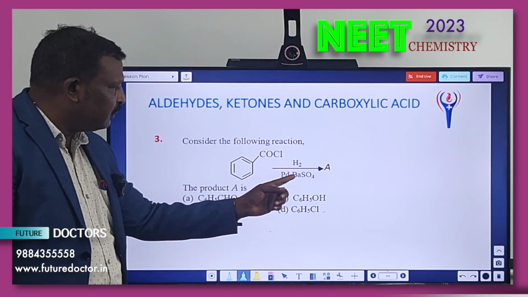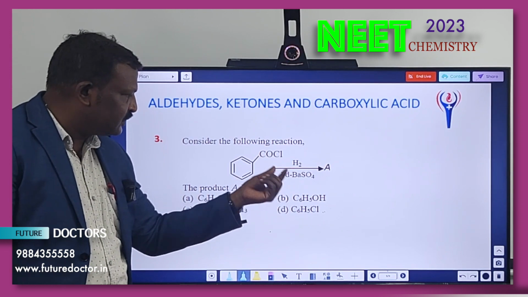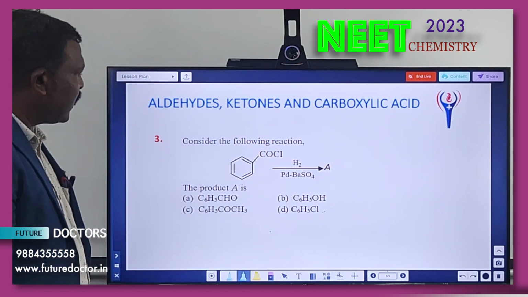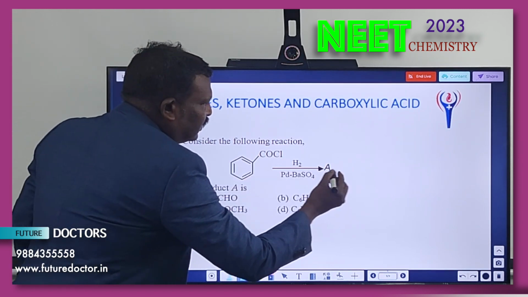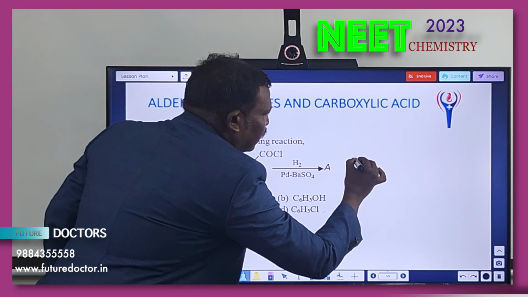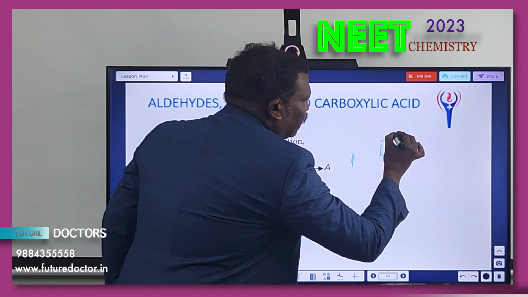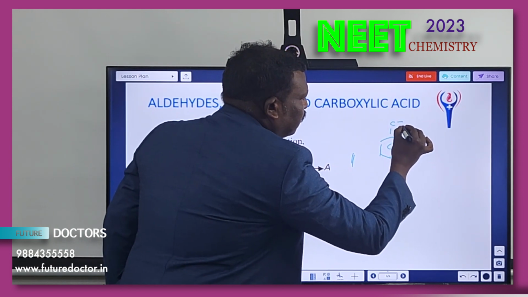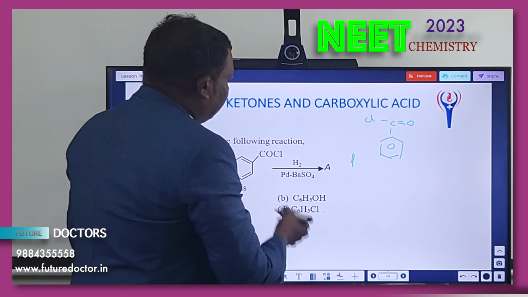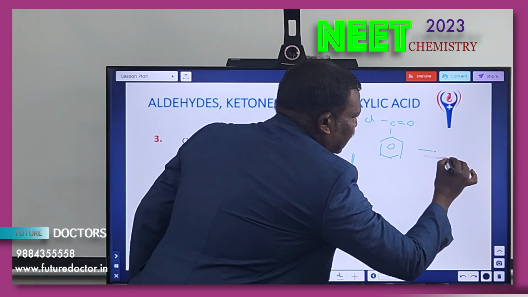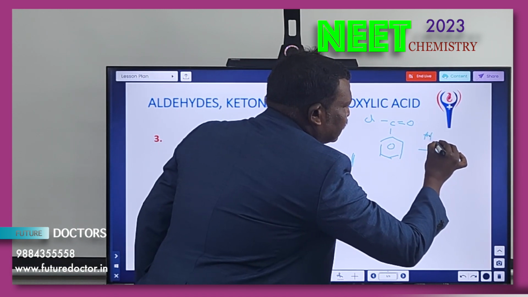When you see palladium and barium sulfate, this is called the Rosenmund reduction. So from the reagents only we can identify the compounds. When it undergoes reduction, it's H2. So I'll write it here once again. The product. Okay, so this is benzoyl chloride, C double bond O, Cl here. When it undergoes reduction we should add hydrogen. For our convenience we can write it like this, H H.